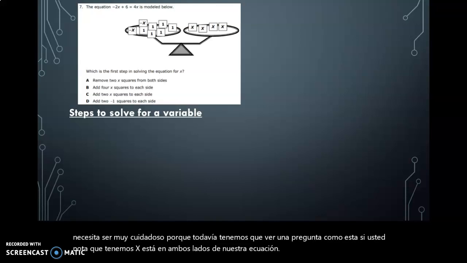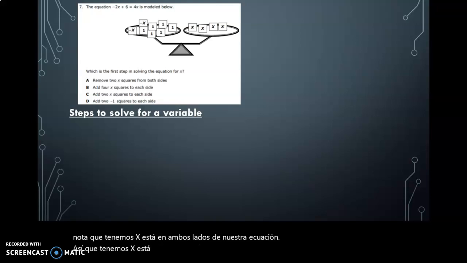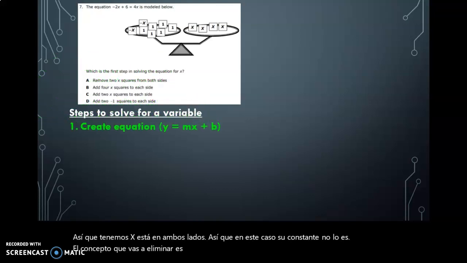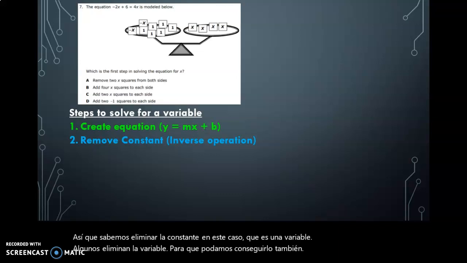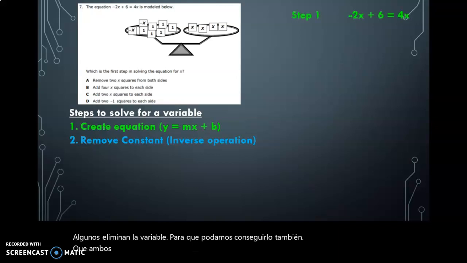Excuse me. So we have x's on both sides. So in this case, your constant is not a whole number. The constant you're going to remove is actually going to be a variable. Okay, so be very careful. So we're going to remove the constant in this case, which is a variable. So we're going to remove the variable so that we can get both sides to be the same. So our equation is negative 2x plus 6 equals 4x.